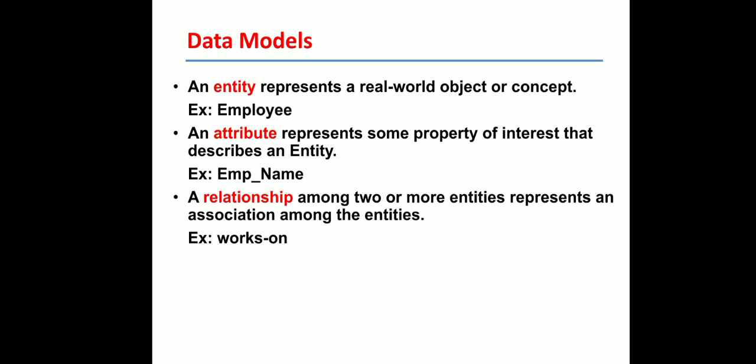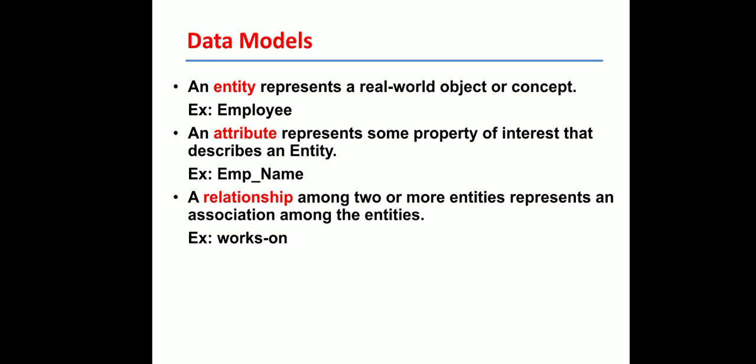Then what is an attribute? Attribute represents some property of interest that describes an entity. Every entity has its properties, and each property is going to describe the entity. For example, we have a student as an entity. That student has some properties like student name, student marks, then student roll number. These are the attributes of the student entity. These are the properties of this entity. All these properties are going to describe the student entity.